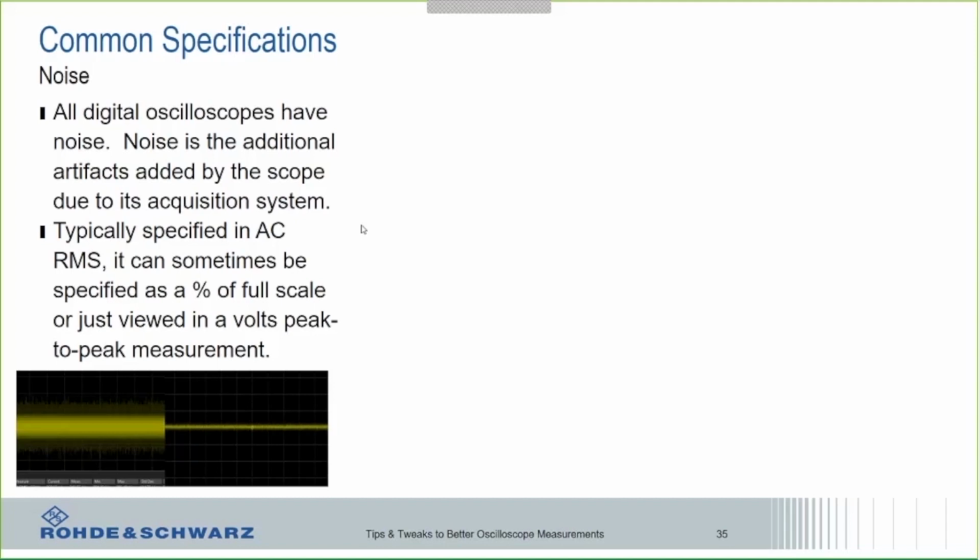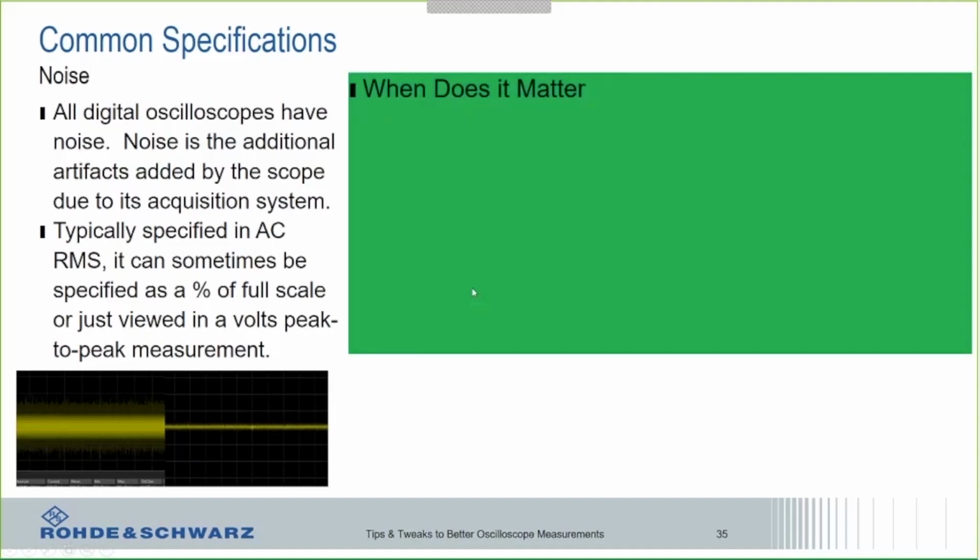If you've ever taken a scope and moved it all the way to 1 millivolt per division, like we have down here in the picture, that's a really quick way to see how much noise an oscilloscope has, but it's not typically the way that it's specified or most commonly measured.